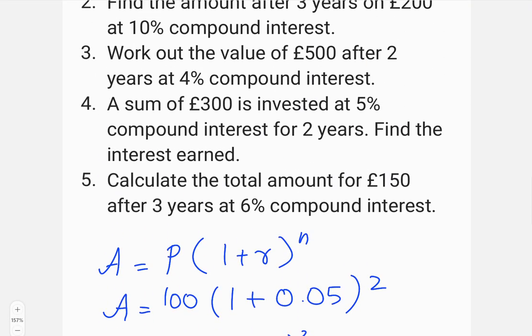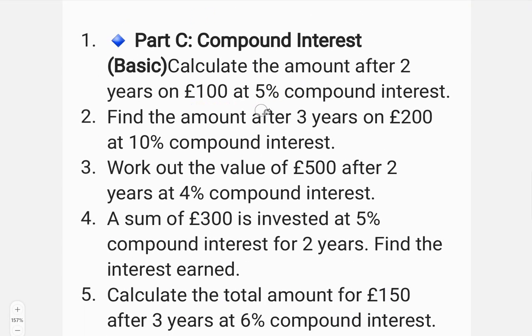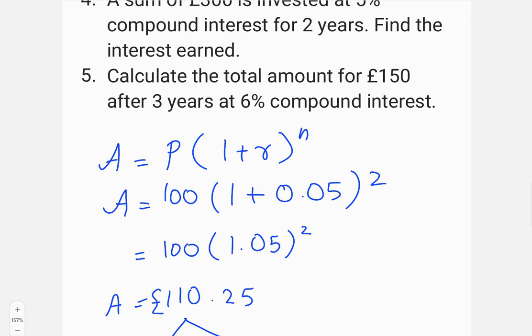Okay, now let's do question number 2. It's right here. I want you to work it out. You have to work out the amount after 3 years on £200 at 10% interest. So you just had to do it.